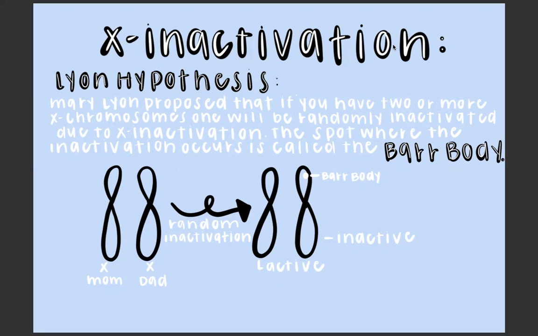In this picture, you can see the 2 X chromosomes, one from both mom and dad, and you can see how they undergo a random inactivation, producing one active X chromosome and one inactive X chromosome. The spot up here where the inactivation took place is called the Barr body.